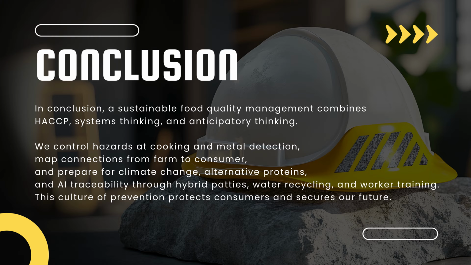We control hazards at cooking and metal detection, map connections from farm to consumer, and prepare for climate change, alternative proteins, and AI traceability through hybrid patties, water recycling, and worker training. This culture of prevention protects consumers and secures our future.